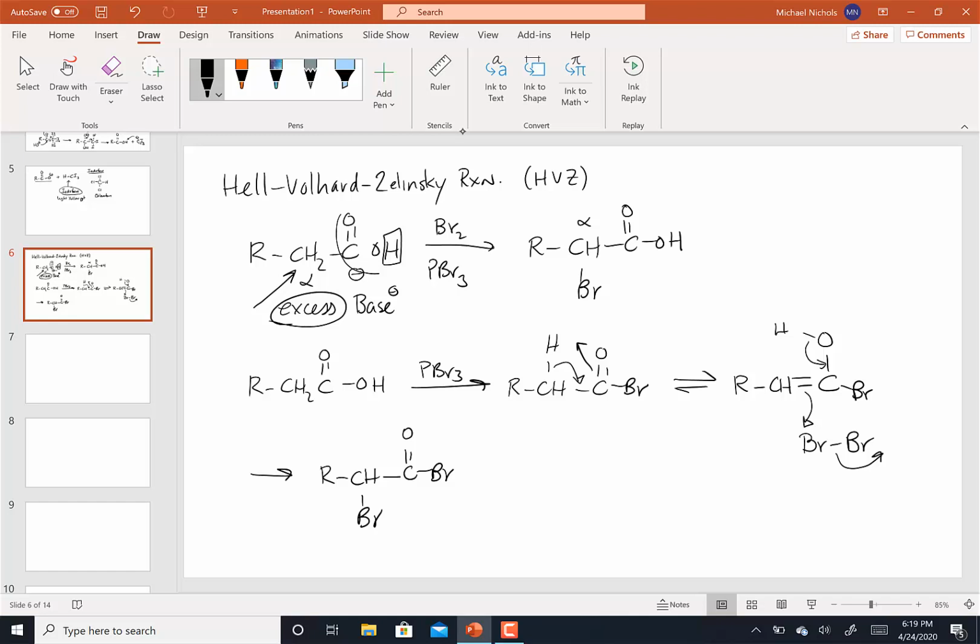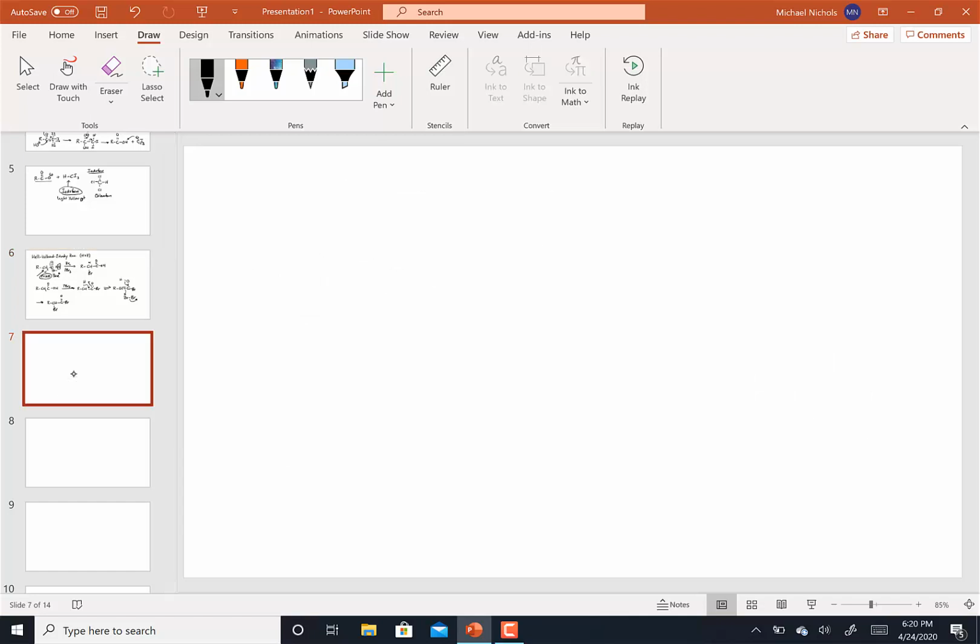And so what's going to happen in the next step is that this alpha brominated species is going to react with an unreacted, or an unconverted, carboxylic acid. So if I go to the next steps, then what's going to happen is, because of the bromine pulling electron density out of that carbon, and also because this carbon over here is going to pull some electron density out of the carbonyl, that's going to make the carbonyl very delta positive.